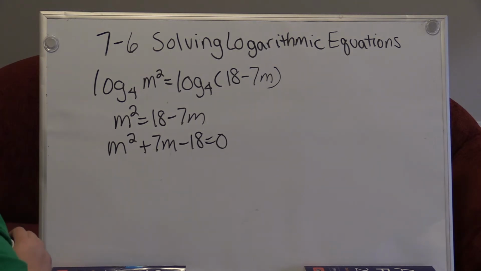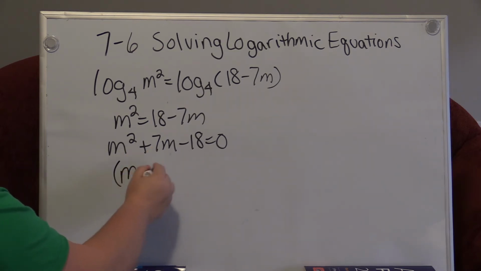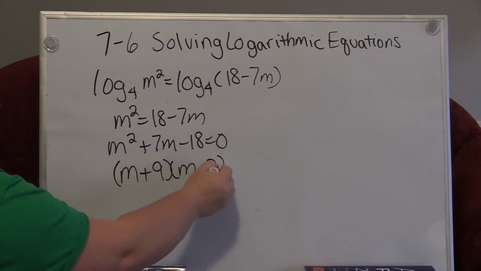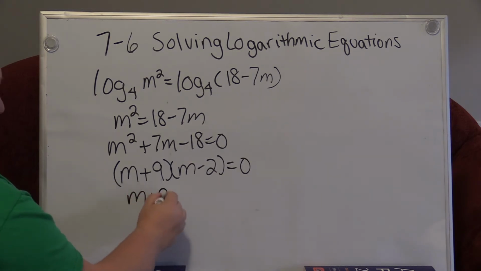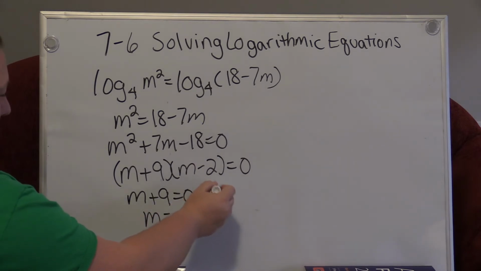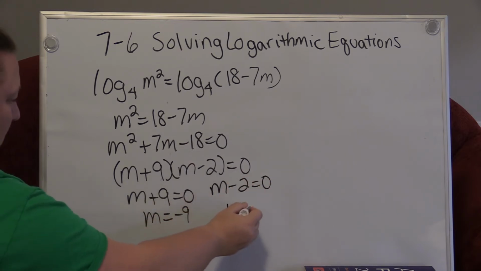And what two numbers multiplied together give me negative 18 and added together to give me positive 7? And this gives me m plus 9, m minus 2 equals 0. So m plus 9 equals 0, m equals negative 9. And m minus 2 equals 0, so m equals 2.